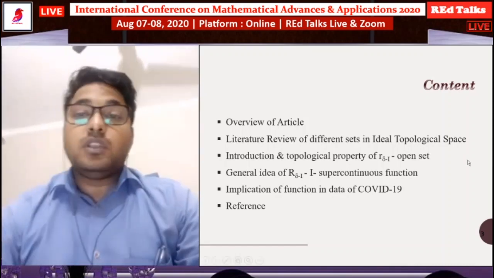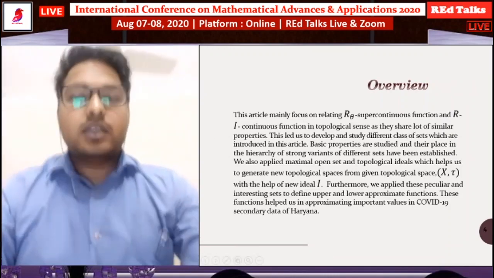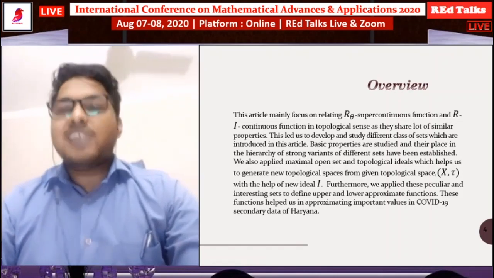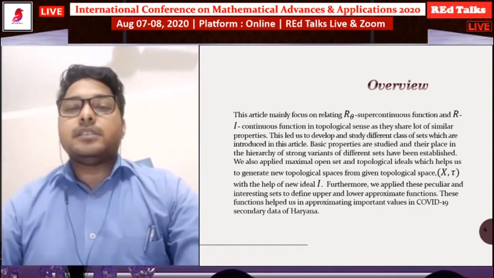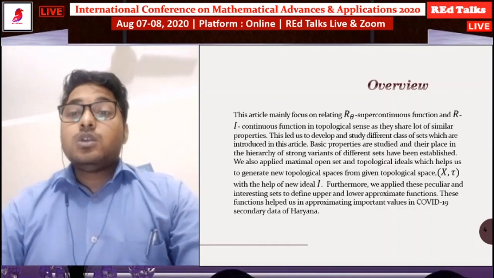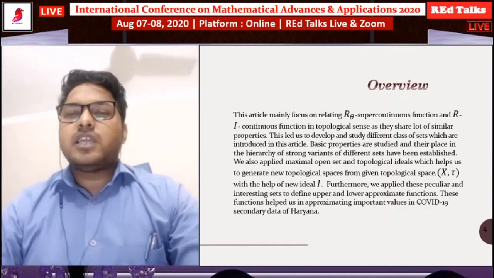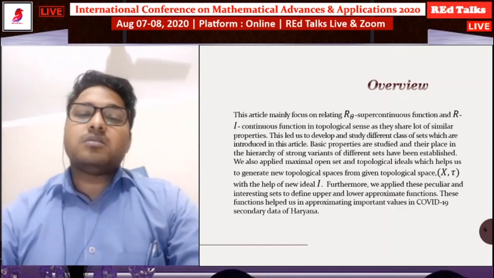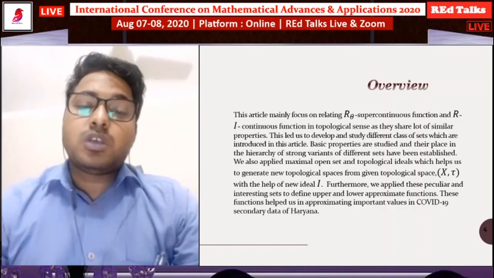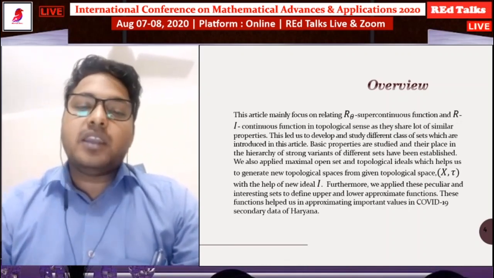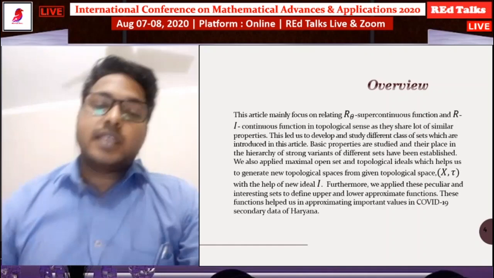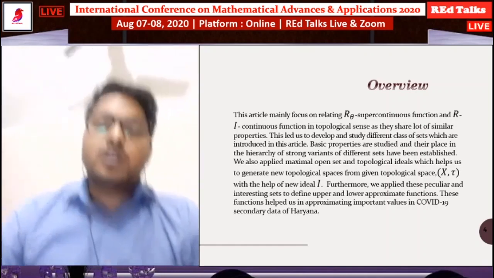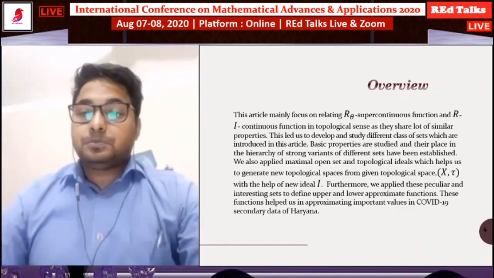First, in the overview, this article mainly focuses on relating R theta supercontinuous functions and RI continuous functions in the topological sense, as they share a lot of similar properties. This led us to develop and study different classes of sets which are introduced in this article. Although some of the sets are defined in this article, further sets were defined in other articles which we have published in peer-reviewed and Scopus indexed journals.